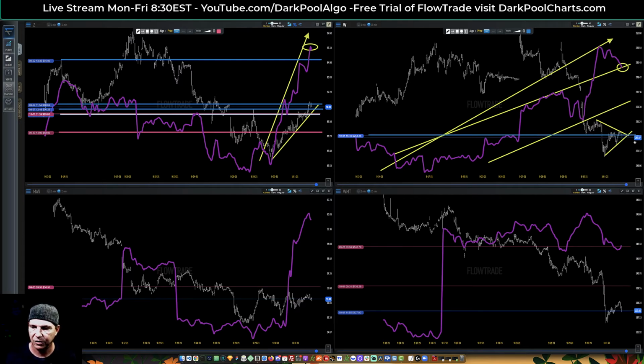So 254.37 is a dark pool support and resistance level, as well as a previous bottom. So break above that, I think we can come test these previous highs and then eventually try to fill that gap right there. Okay. All right, moving on to Mastercard.